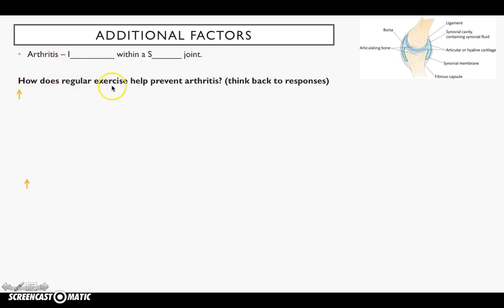So how does regular exercise help prevent arthritis? Think back to the responses that we've just discussed. Arthritis is inflammation within a synovial joint. Here's a synovial joint. What is this part in here known as? It's secreted from the synovial membrane. So what does the synovial membrane secrete? It secretes synovial fluid. How does regular exercise help prevent arthritis, do you think?